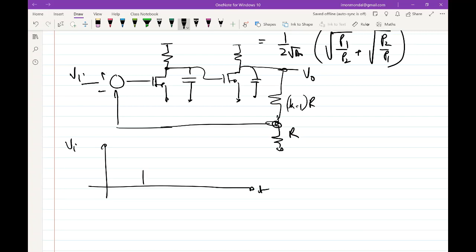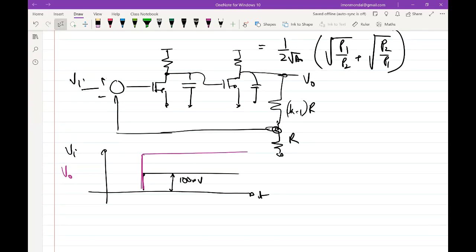So if I apply a step input at Vi, let's say this is Vi with respect to time. Let's say I apply a 100 millivolt step. What do I expect V naught to be? Let's say K is 2. What is the expectation? It should be a step of 200 millivolts, just aligned with this, right? So this is the expectation. But what's going to happen? It's not going to do that. It's going to do something different.